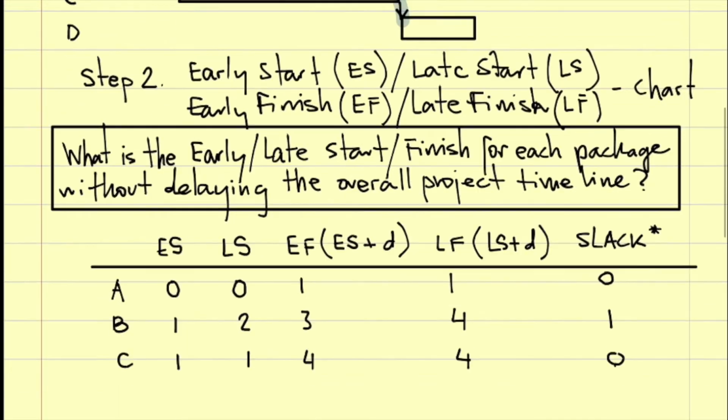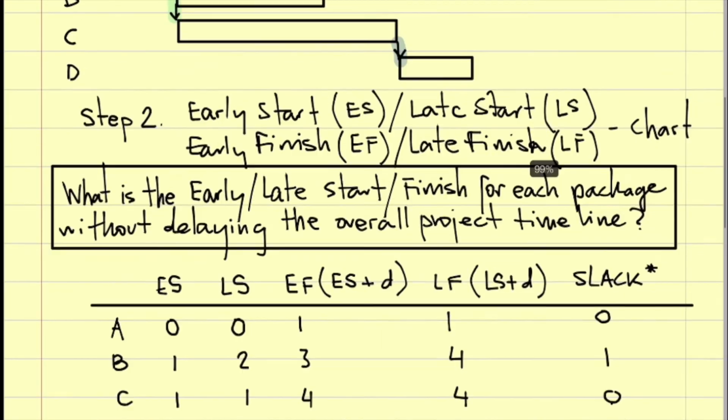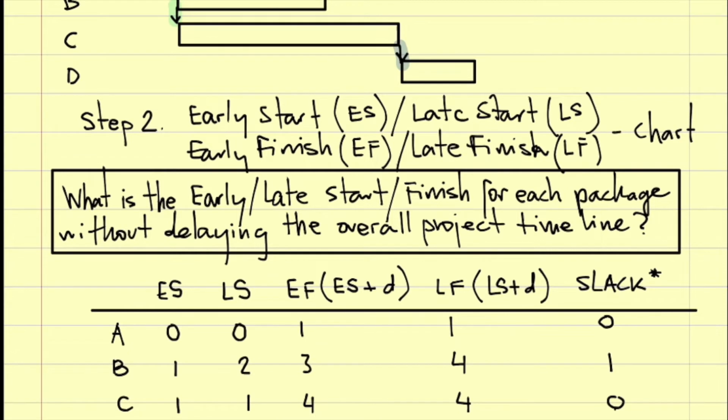Okay. So what about D? Anybody want to do it? Yeah. The early start is 4. The late start is 4. Early finish is 5. 5. Slack is 0. Okay.